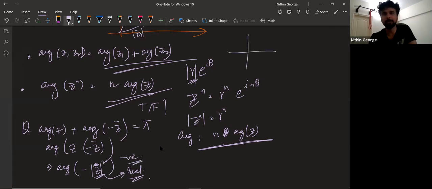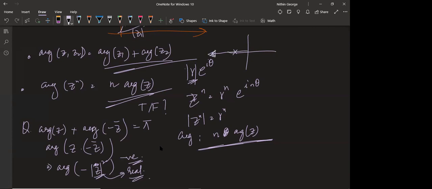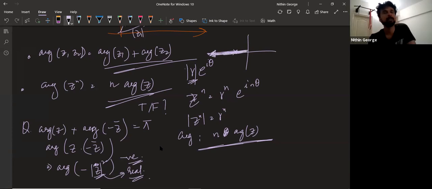So negative real numbers, where do they exist? On the negative x-axis, right? Negative real numbers all exist here. And what will its argument be? We are looking for the argument of this negative real number, right? That'll be pi. As simple as that.